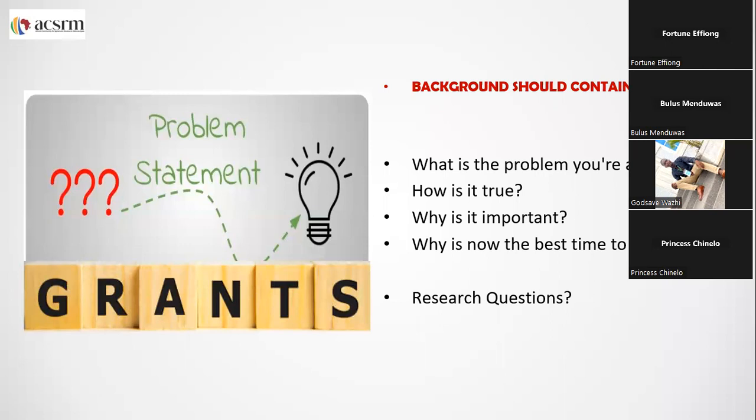It might be different for you. You might have to cite a newspaper publication or share pictures or whatever. You don't share the pictures in your background, though. You tell us how it's important. Why is this problem important? Why is it important for us to address this particular problem at this particular time? So for research grants, you might be asked to state your research questions in the background section.